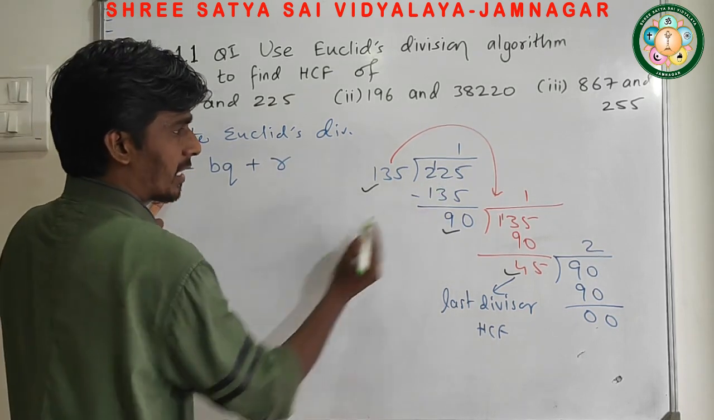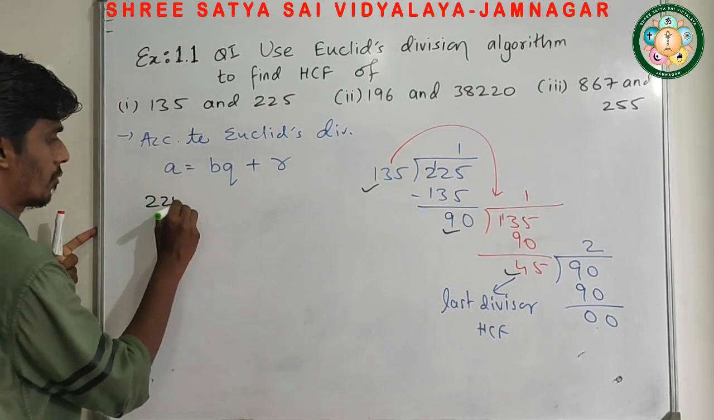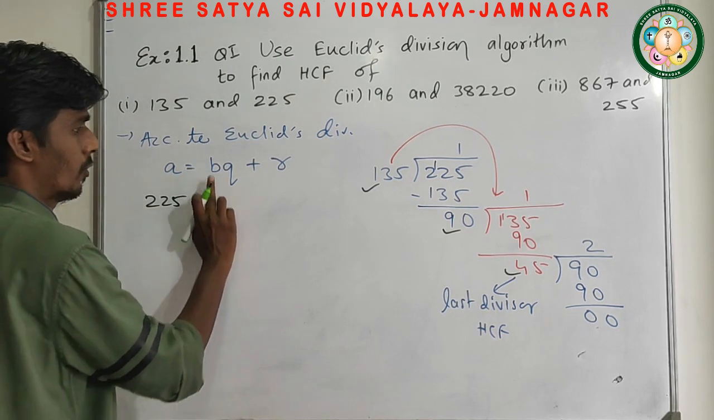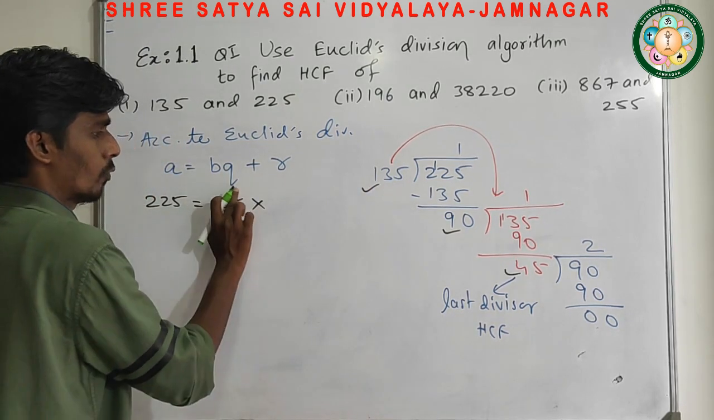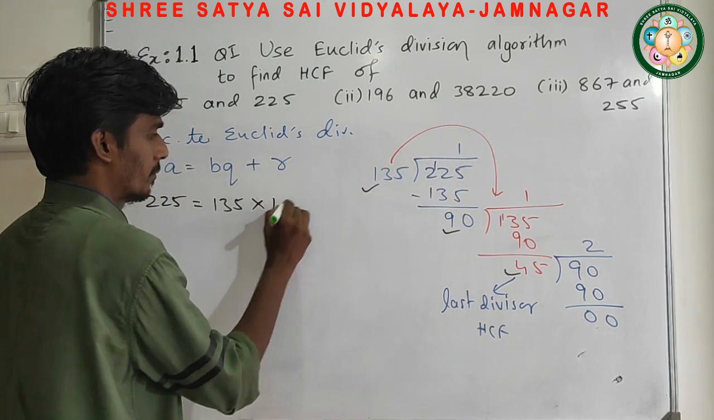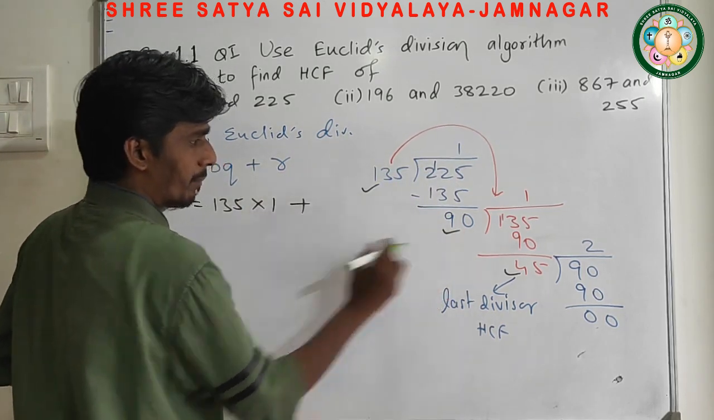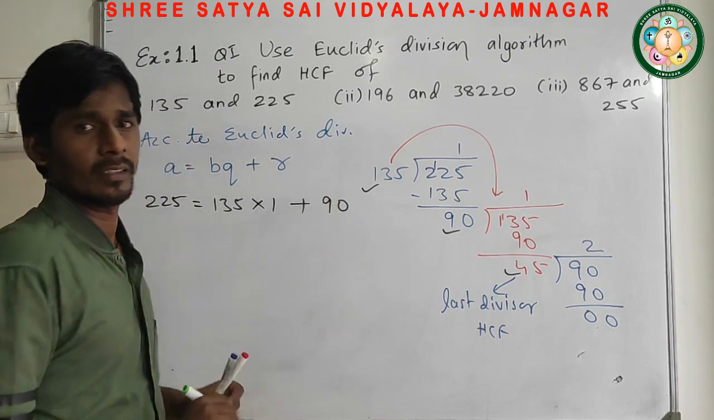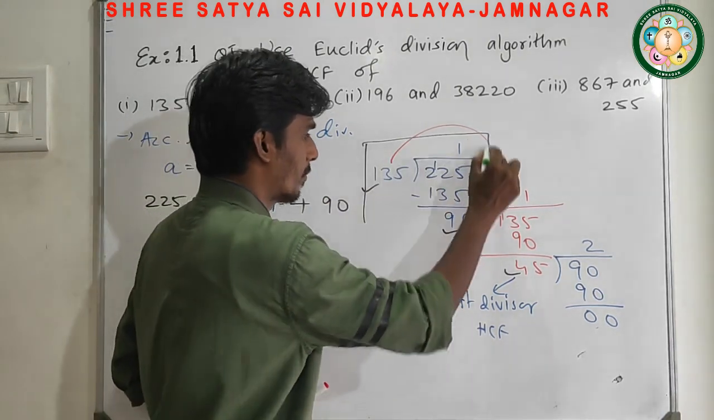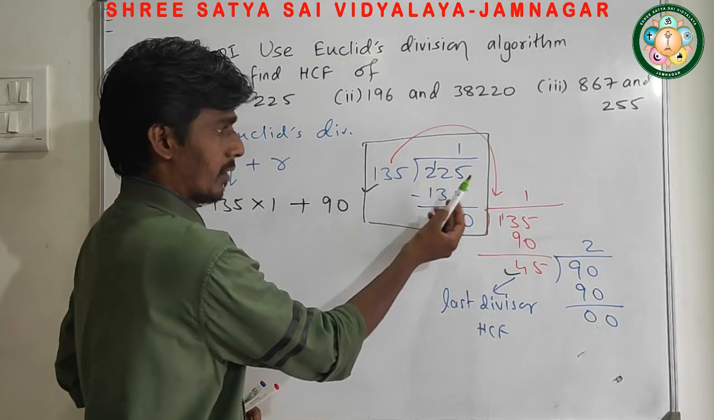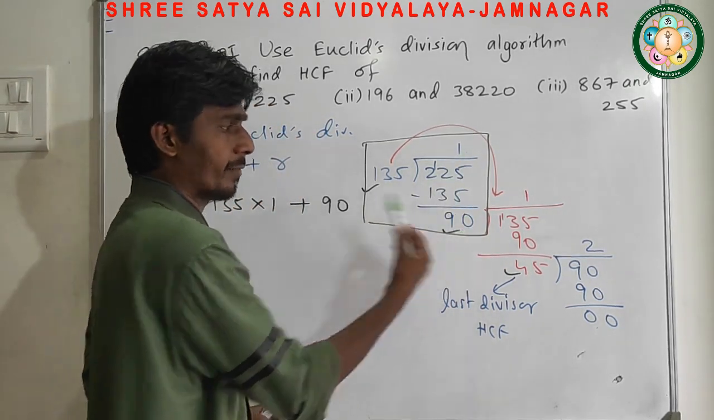What is the dividend in the first step? 225. Now B, what is the divisor? It's 135 into what is the quotient? 1. What is the remainder in the first step? 90. That's it, this is the first step. जो ये first calculation में आया, I have to write that only. This is dividend, divisor, quotient and remainder.